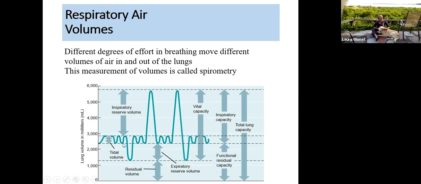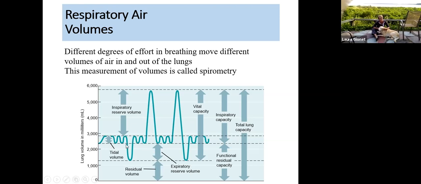So right through the center here, where you have the small green wave up and down, represents what's called the tidal volume. How much air you take in and exhale, in and exhale, in normal, just resting respiration, little upward swings, lower swings.